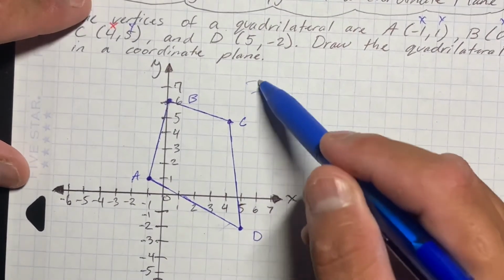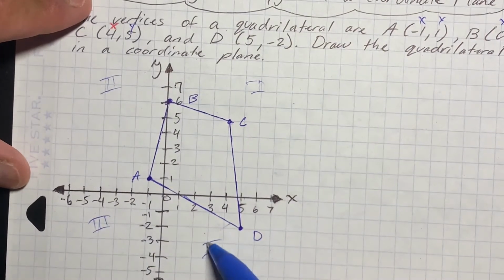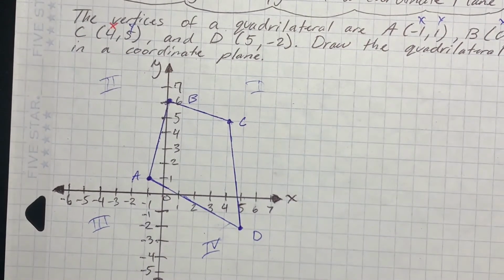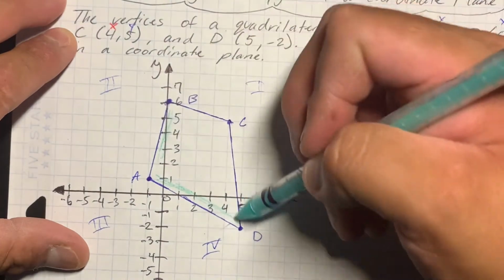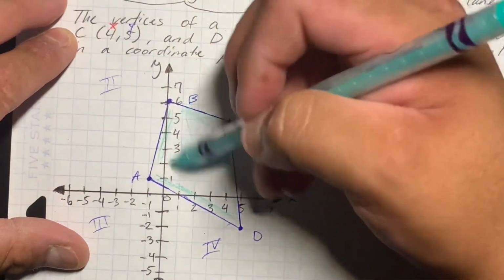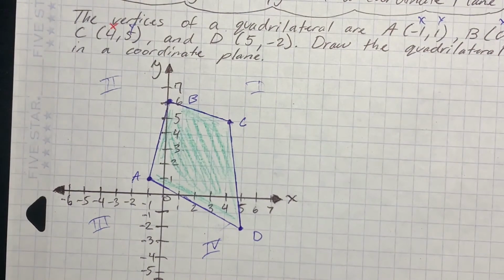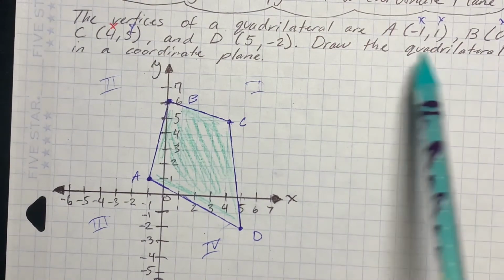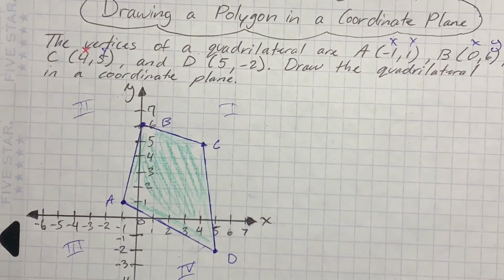So you have quadrant 1, quadrant 2, quadrant 3, and quadrant 4. All right, so in the middle, you have this polygon. So what we're going to have to do is, that's basically it. So we just draw the quadrilateral in the coordinate plane. We've done that. So there you go.